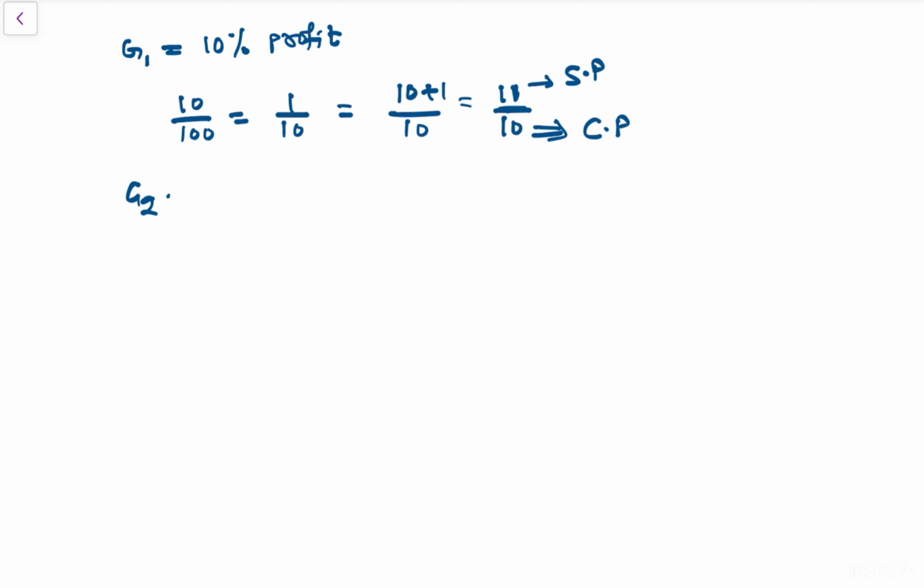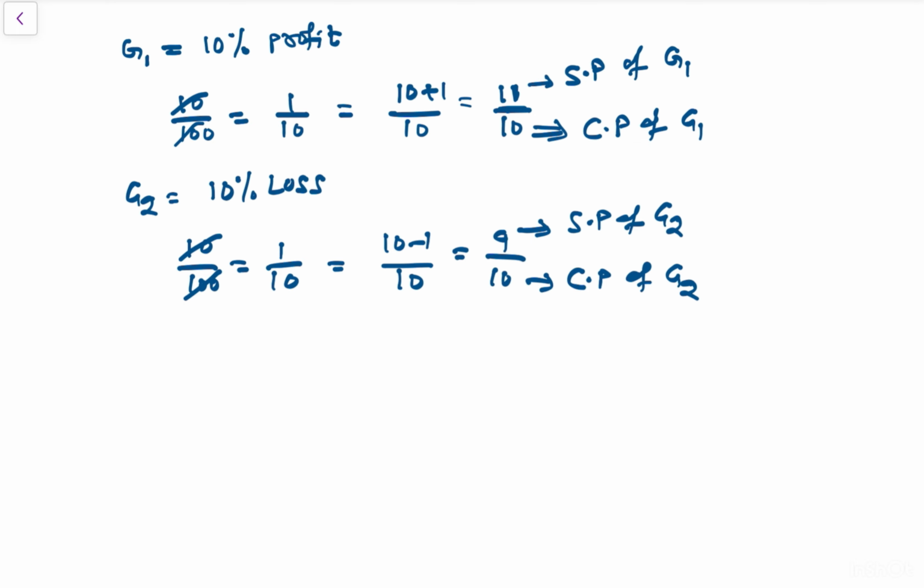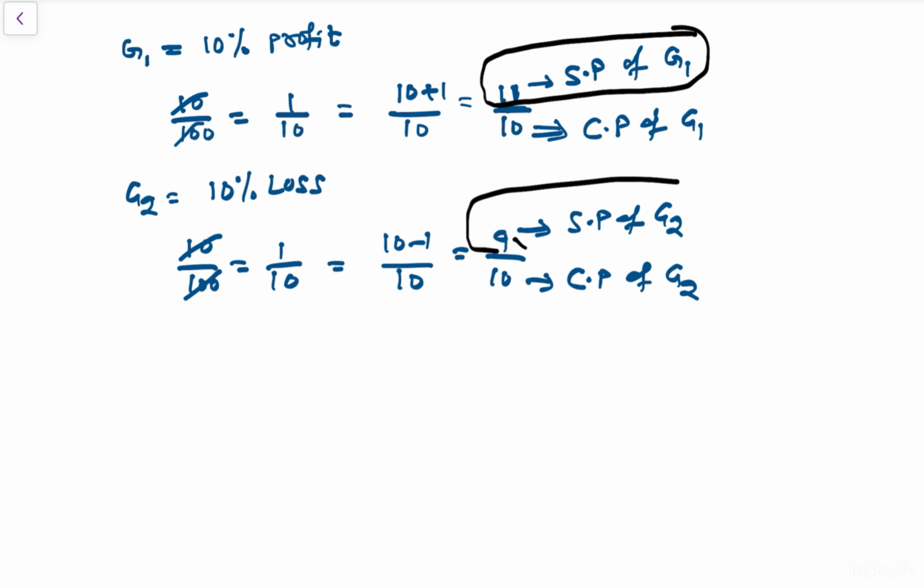If it is a profit, then always SP is more. Then goat 2 has a 10% loss, so that is 10 by 100, which is 1 by 10. Cancel here also. Since it is a loss, 10 minus 1, so that is 9 by 10. So 9 is the CP of goat 2 and this is the SP of goat 2, and this is the CP of goat 1 and this is the SP of goat 1. In the question it is given that the SP of goat 1 and goat 2 are the same.